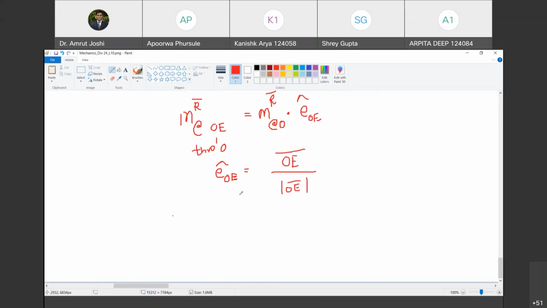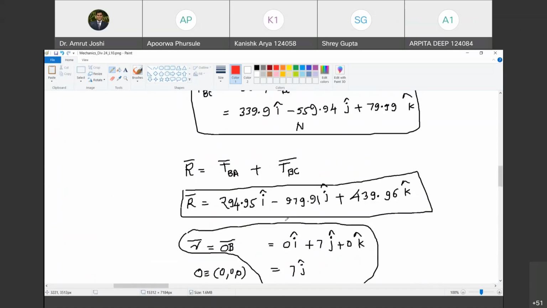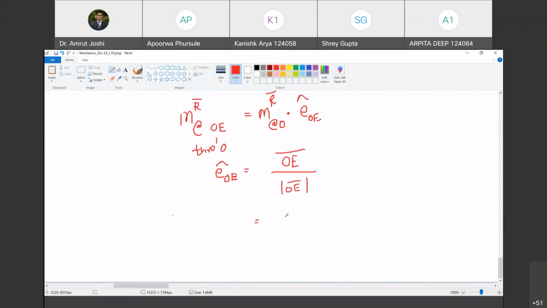Yes, sir. So now can you tell me how do we write vector OE bar? तो उसके लिए हमें क्या करना पड़ेगा? Coordinates of E minus coordinates of O. Are you with me? Yes, sir. So coordinates of E are 30, 30 and 30 and coordinates of O are 0, 0, 0. So what will be this vector? It will be 30 I cap plus 30 j cap plus 30 k cap. Do you agree with me? Yes, sir. And what is the magnitude of OE bar? So square root of 30 square plus 30 square plus 30 square.